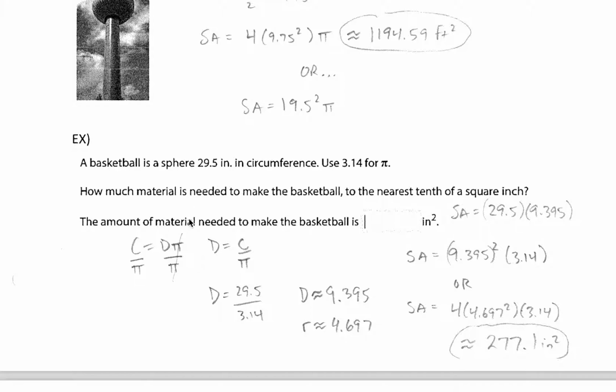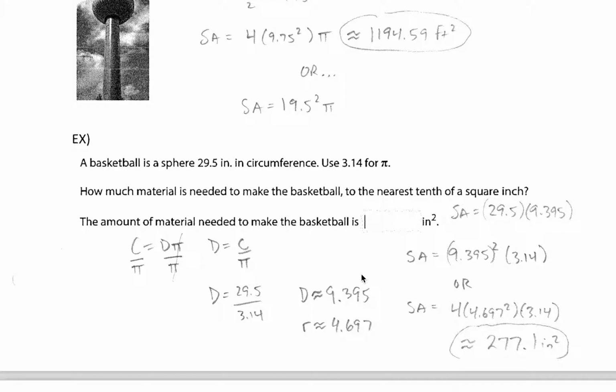So given the circumference, one thing that we could do is solve for the diameter. We could divide both sides by pi here, and so the diameter is circumference divided by pi. So we could plug in 29.5 and divide that by 3.14, only because we're told to use that for pi here. And we could get our diameter and round it. And then we could cut that in half to get our radius, and then plug that into the radius squared times 4 times pi version of our formula.